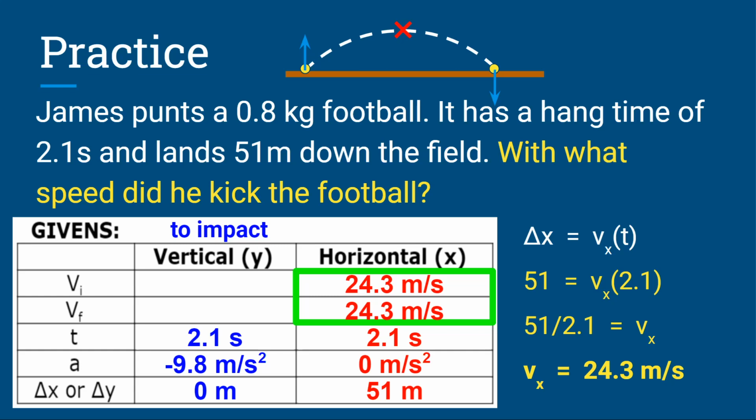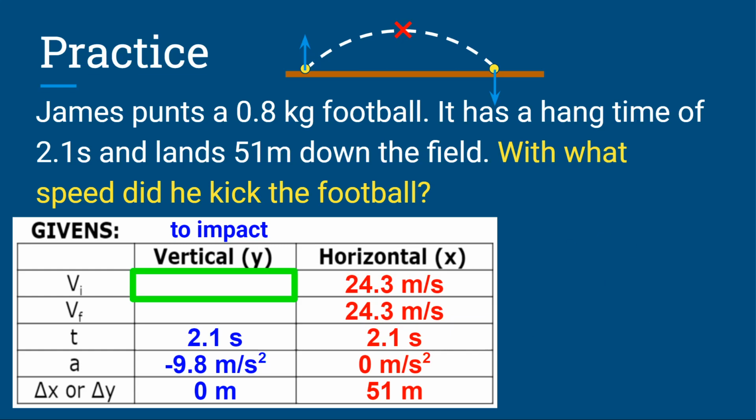I know how fast it's going to the right. I still need to figure out how fast it's going up, at least initially, in order to finish answering this question. So I need to solve for my initial vertical velocity. I have time, I have acceleration, I have delta y, I want VI, I have an equation for that, it's this one. Delta y equals VIT plus 1/2 AT squared. On my board it is the 3rd one down. And I can solve now for my initial velocity because I have those other 3 things.